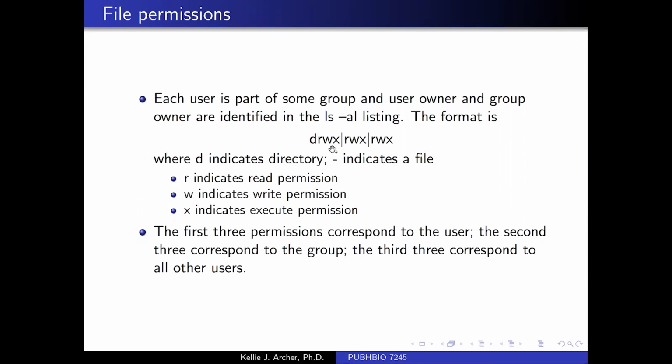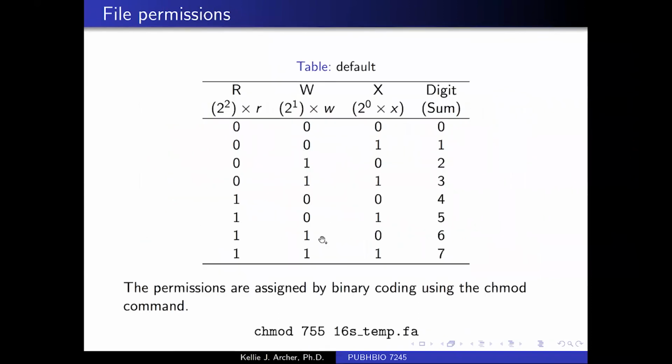This first set, rwx, corresponds to the user. The second set, rwx, corresponds to the group. And the third corresponds to all other users on the entire system. So in terms of these permissions, they are assigned by a binary coding using the chmod change mode command. So for example, 000 in binary format is a 0, 001 in binary format is 1, 010 is 2 in binary format, etc.